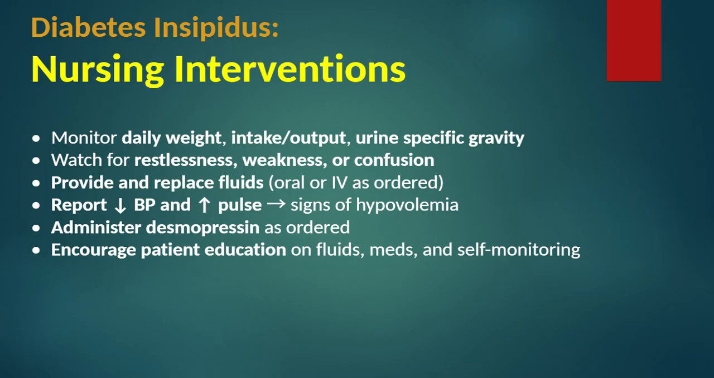Daily weights are one of the best indicators of fluid balance. Even small changes can reflect significant fluid loss or retention. Intake and output tracking helps identify whether the patient is replacing what they're losing. The urine-specific gravity is typically very low in DI, less than 1.005, so monitoring trends helps us evaluate how well the condition is being managed.